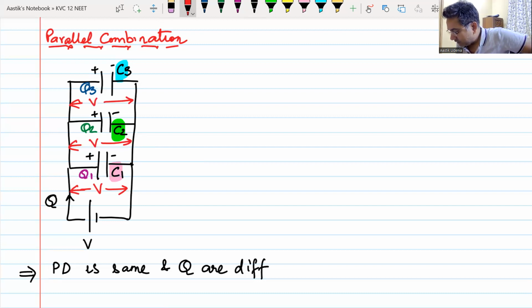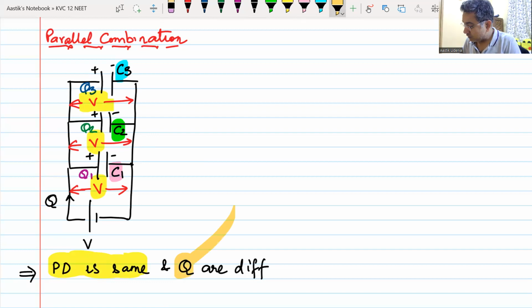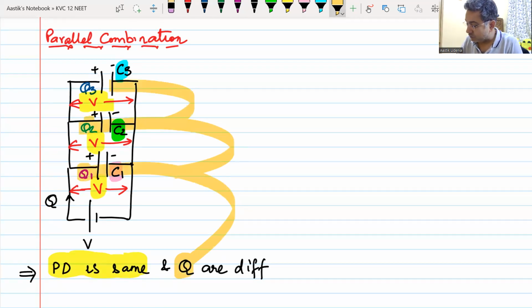So, the potential drop is V, V, V. The potential drop is the same, but the charges are different. As you can see, on this capacitor we have Q1, on this capacitor we have Q2, and on this capacitor we have Q3.